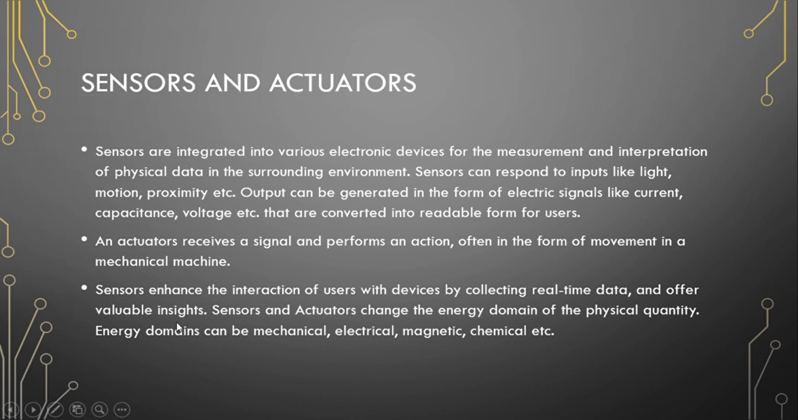And sensors and actuators change the energy domain. How is the energy domain changed? First of all, the stimuli energy domain is different. It can be light, it can be motion, it can be pressure, but the output energy domain is different. That is in the form of a voltage signal. And energy domains can be mechanical, electrical, magnetic, chemical, etc.